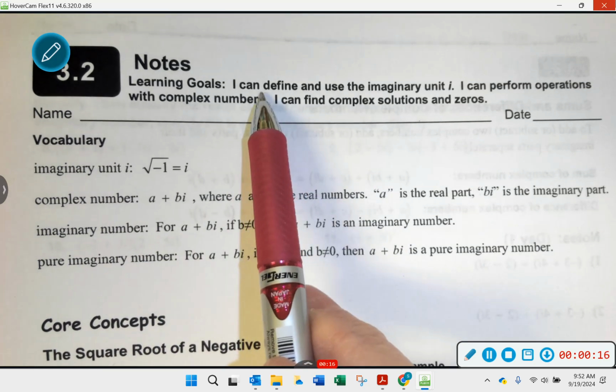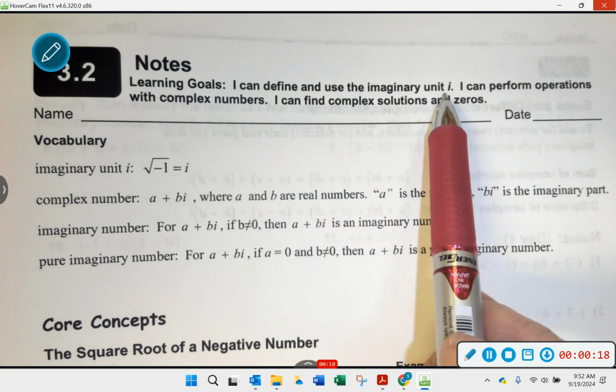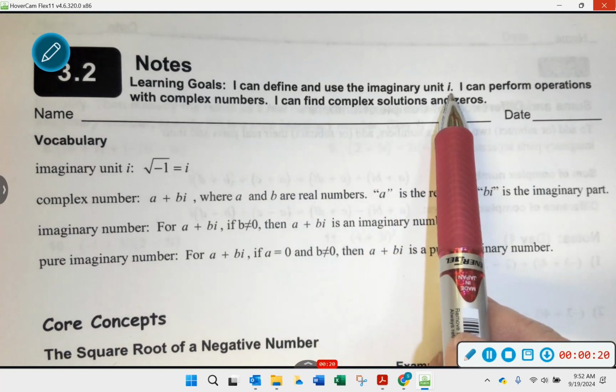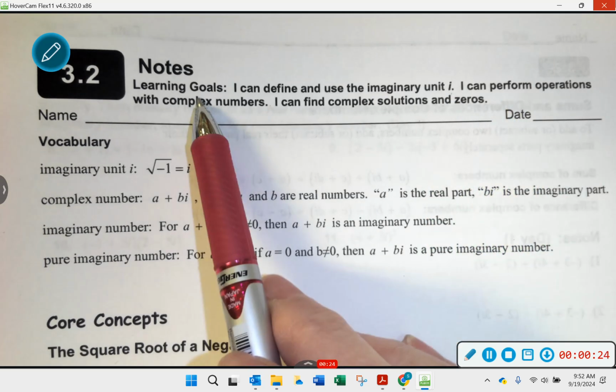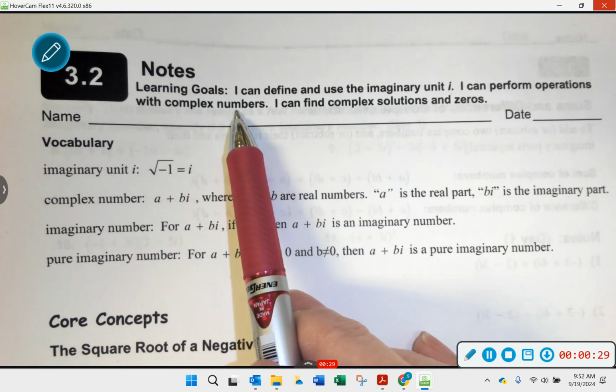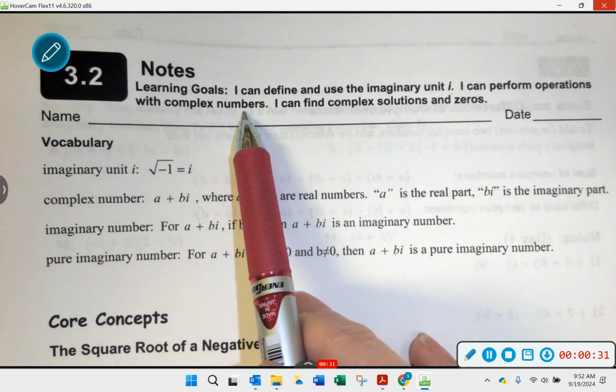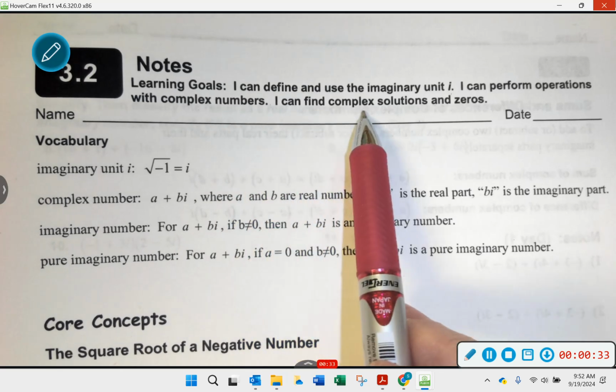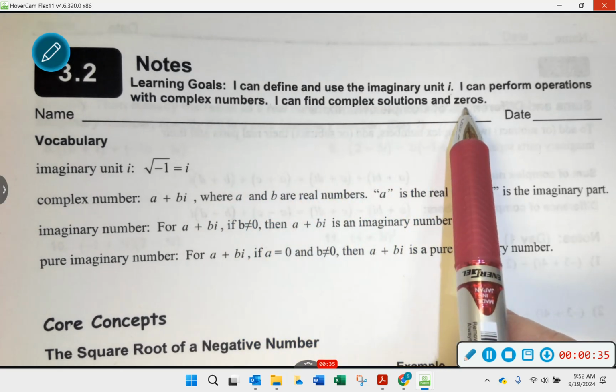So we want to be able to define and use the imaginary unit i. i is what we use to represent an imaginary number. We want to be able to perform operations with complex numbers. Complex numbers are these numbers that have a real part and an imaginary part. And we want to be able to find complex solutions and zeros.